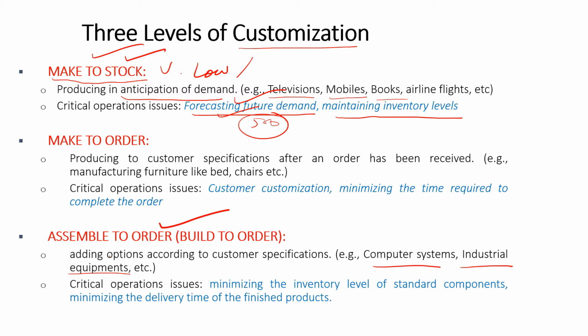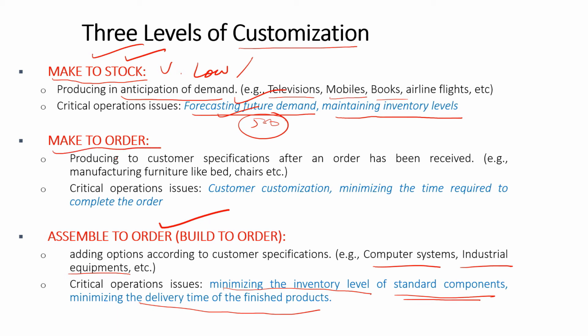So the critical issue in assemble to order or build to order is minimizing the inventory level of standard components, because we have the inventory of the standard components. So we have to maintain the standard component inventory in order to meet the final product demand. As well, we have to minimize the delivery time of the finished product, so that we reach our final customer as early as possible. So these are the two main critical issues in assemble to order if we are adopting this particular operation strategy or manufacturing strategy.